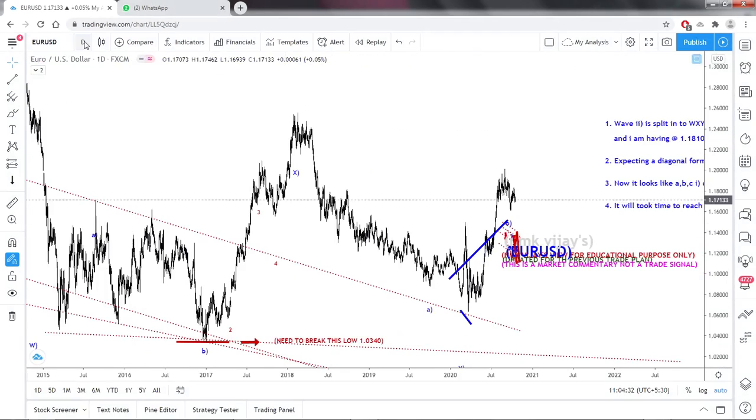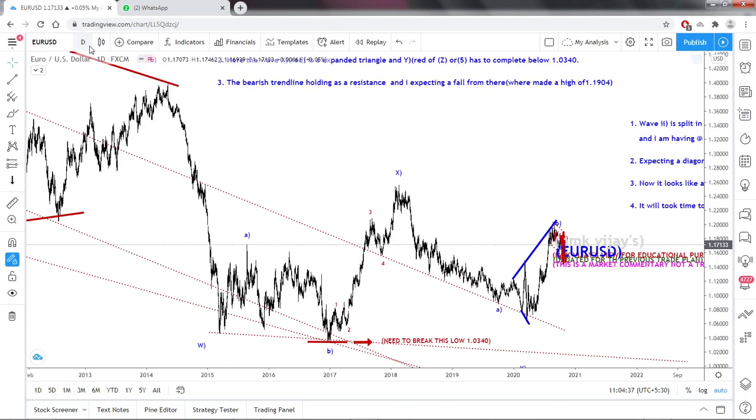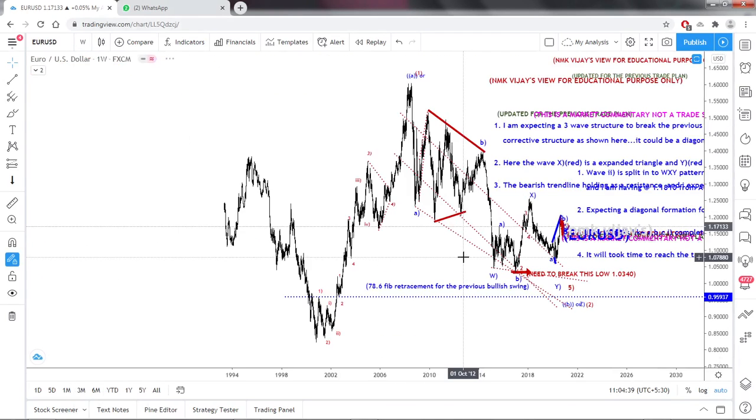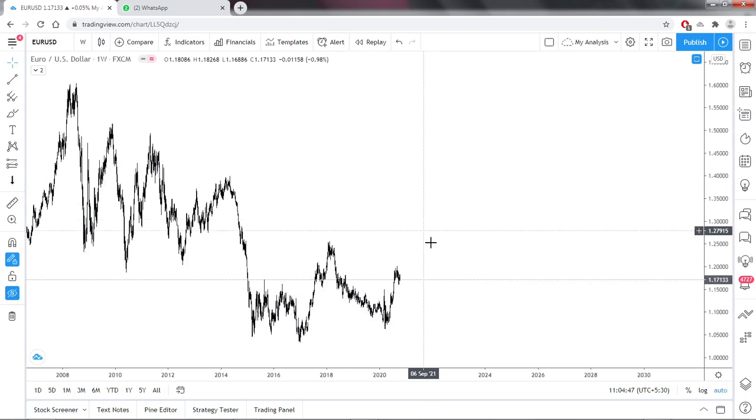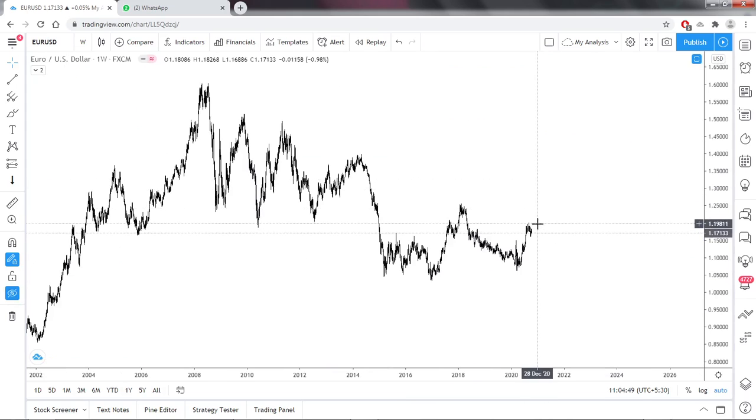That is also the same thing I explained here, that positional view. Why I am looking for the positional view, and showing it every week, is because a lot of retail traders, even I may be wrong also, but I'm explaining why I'm viewing only to break this level, why I'm biased that it has to break this 1.0340.